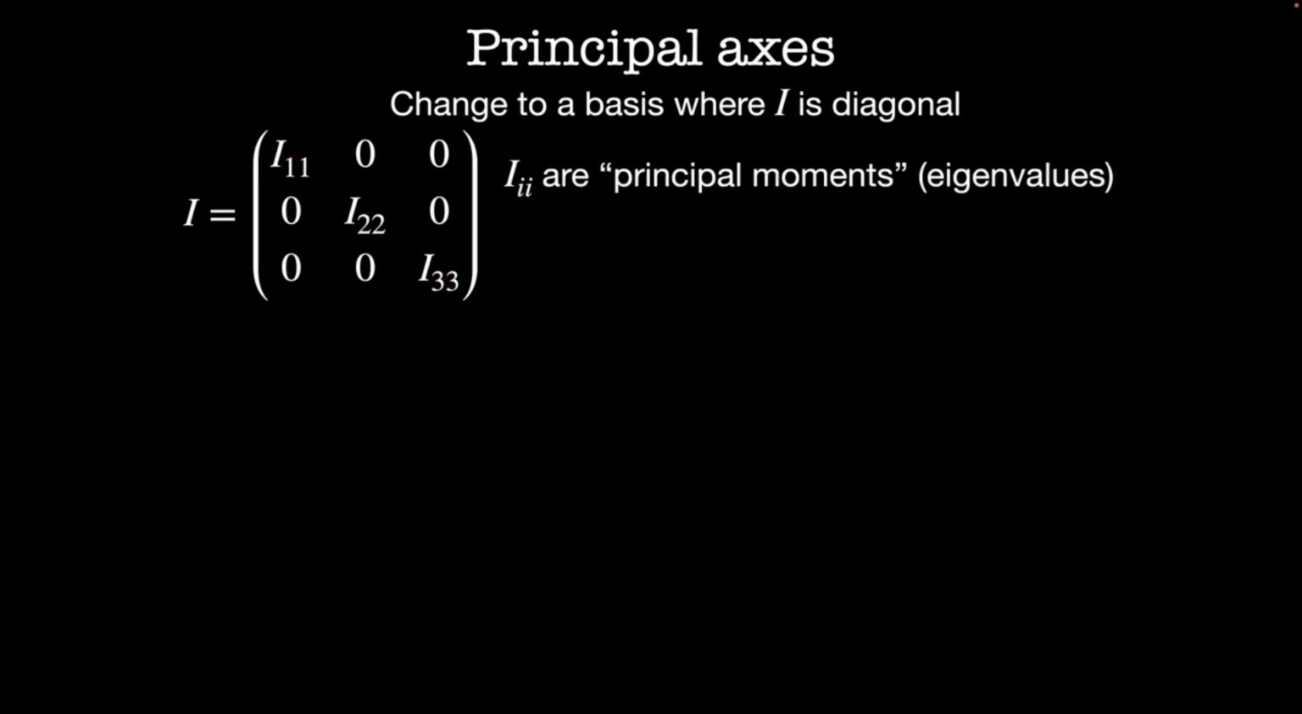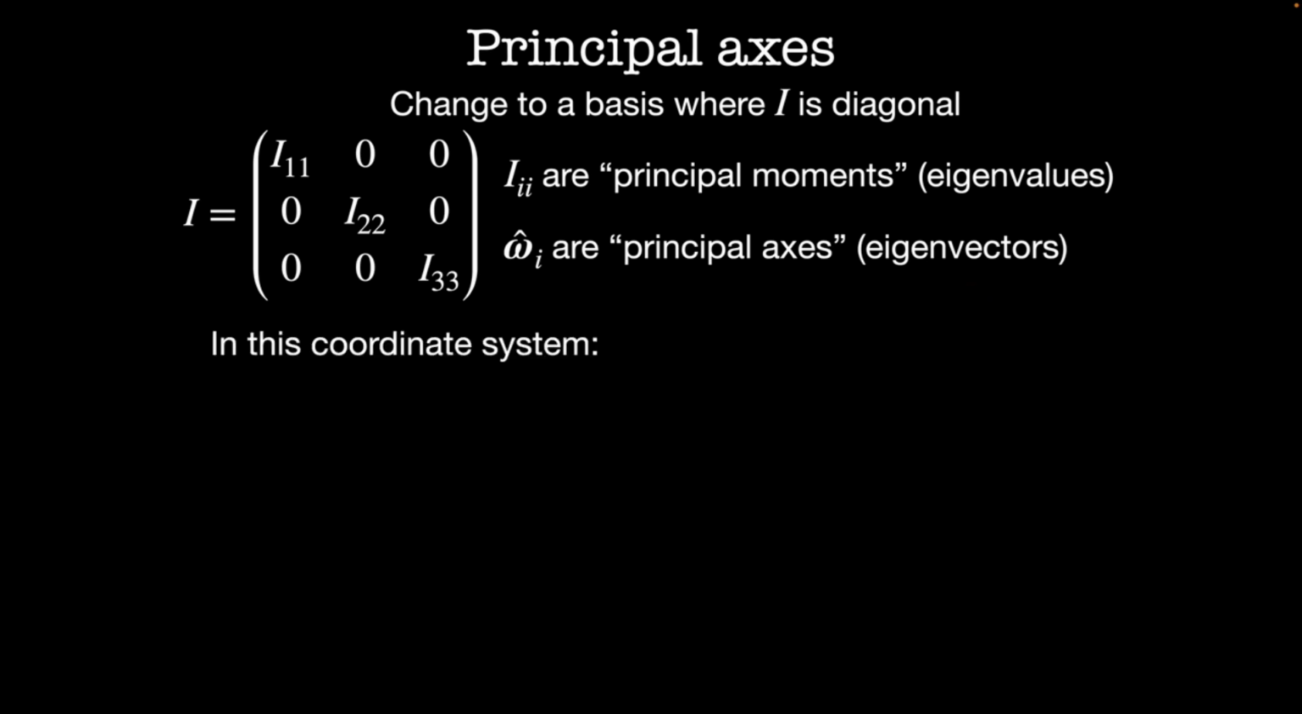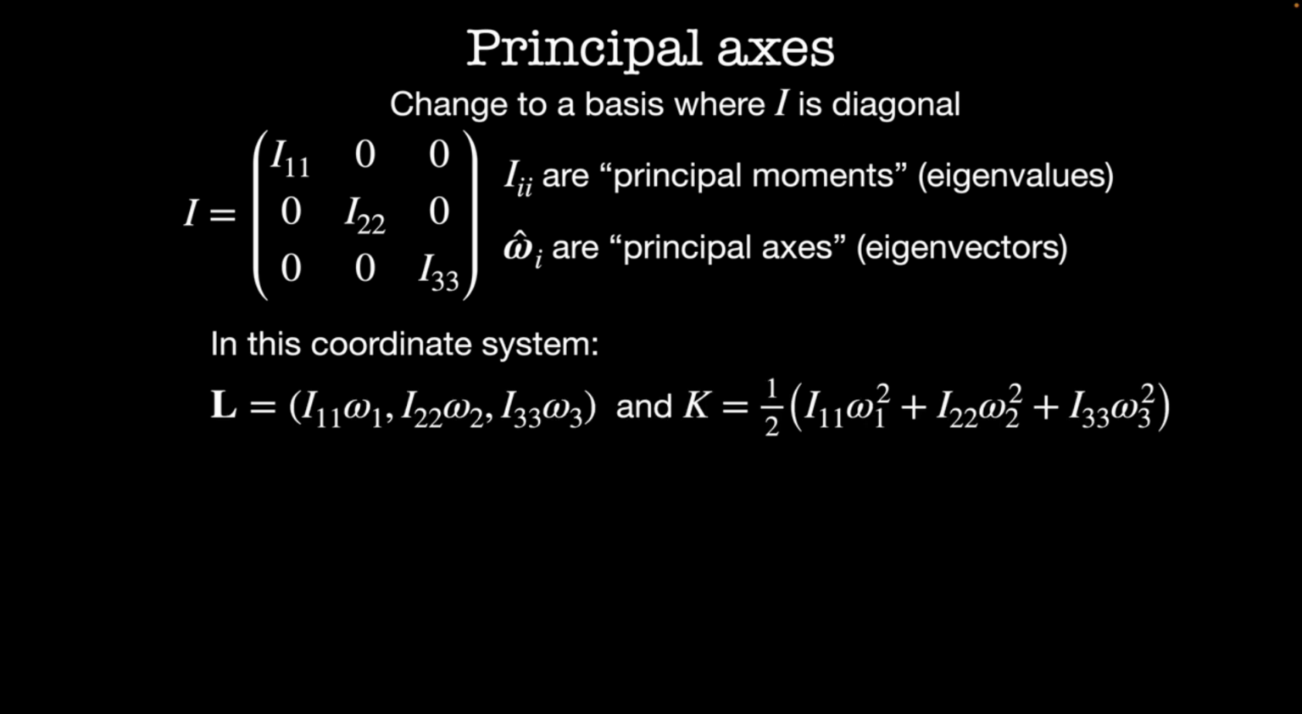These are known as the principal moments. They're also the eigenvalues of the moment of inertia tensor. The new basis is given by the unit vectors omega hat, which are called the principal axes, and these are the eigenvectors of the moment of inertia tensor. In this new coordinate system that's stuck to the body of the object, the angular momentum is given by I11 times omega 1, I22 times omega 2, and I33 times omega 3. Likewise, the kinetic energy is also quite simple. It's given by 1/2 times I11 omega 1 squared plus I22 omega 2 squared plus I33 omega 3 squared.